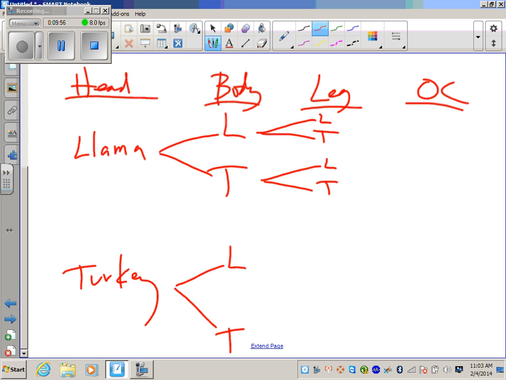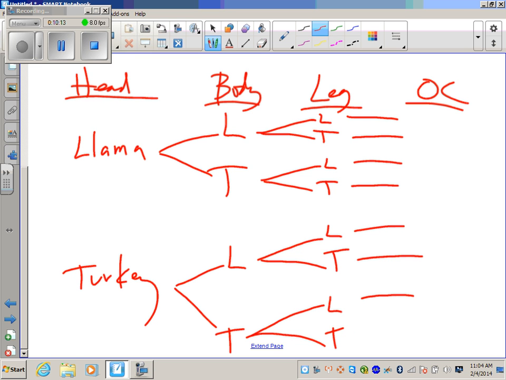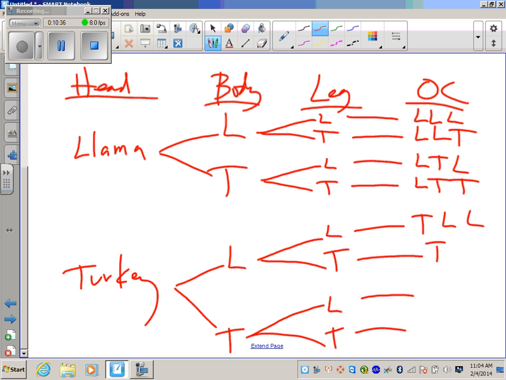So turkey head, llama body, leg again is going to be llama, turkey. Turkey head, turkey body, llama, turkey. So now we go through our outcomes. Llama, llama, llama. Llama, llama, turkey. Llama, turkey, llama. Llama, turkey, turkey. Turkey, llama, llama. Turkey, llama, turkey. Turkey, turkey, llama. Turkey, turkey, turkey.